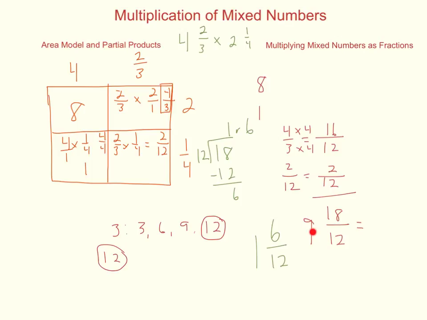Then I can take the 9 and add that to 1 and 6/12, which is going to give me 10 and 6/12. And I could simplify 6/12 into 1/2, 10 and 1/2.